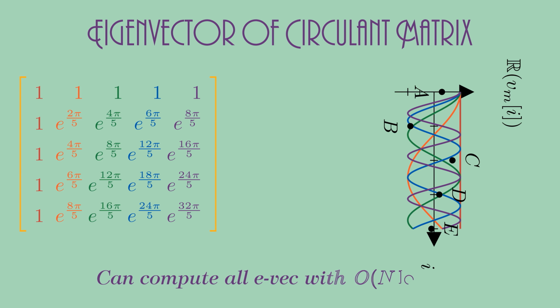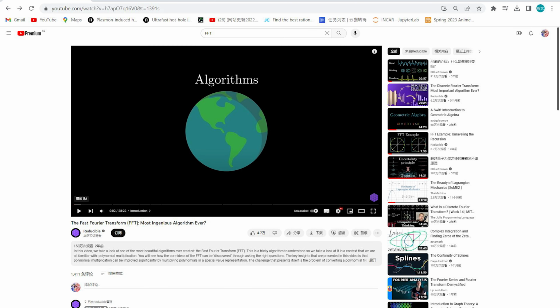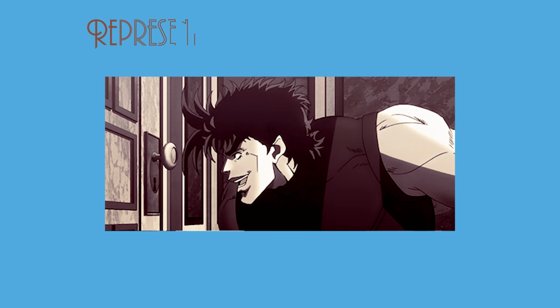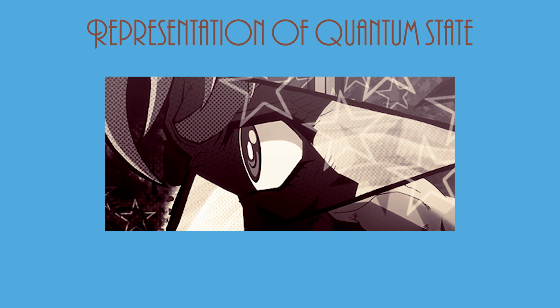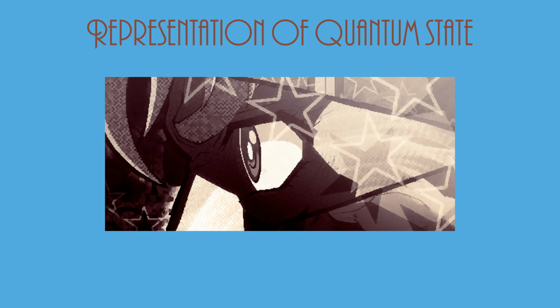This can be done in O(n log n). I am not going into the detail of Fourier transform, but if you want to know more, there are plenty of resources online. The postulate of quantum mechanics says that any observation and measurement of a quantum state can be represented as a Hermitian matrix.